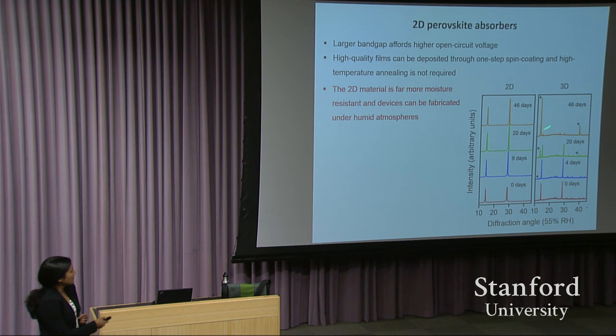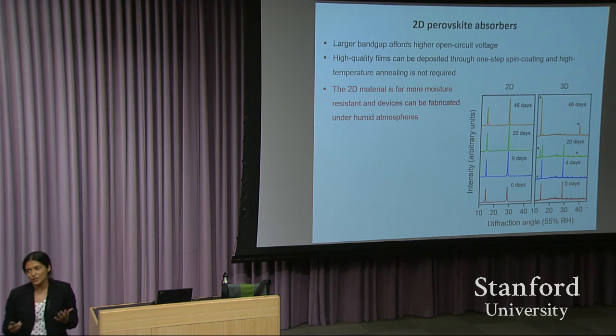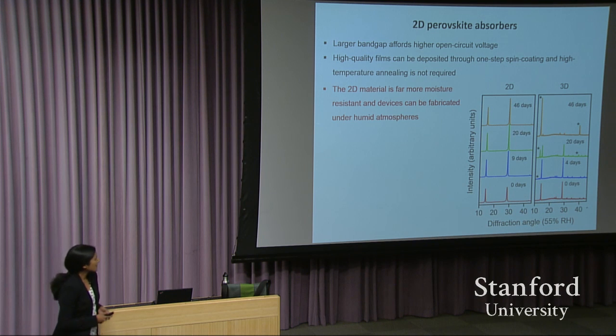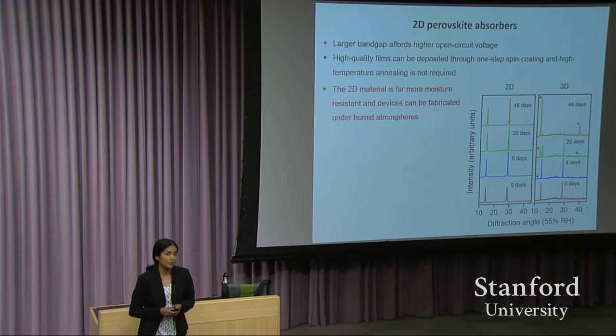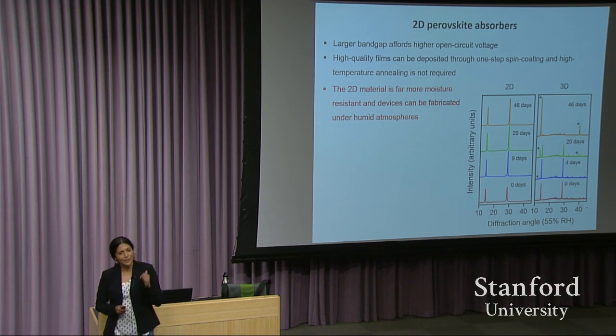But the 2D perovskite exposed to the same conditions shows no change with respect to the powder pattern. This material is a lot more stable to moisture. And even the devices I showed you were fabricated under ambient humidity, whereas you cannot do that with the 3D material.